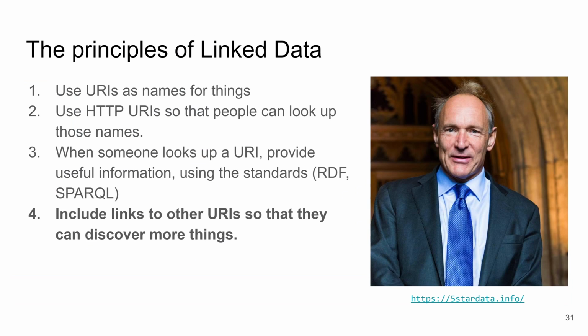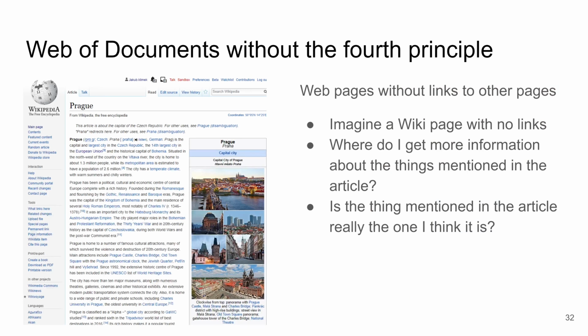Now, the fourth principle of linked data says include links to other URIs so that users can discover more things. So this is similar to links in the web of documents. And again, let's have a look at what happens when this fourth principle is broken for the web of documents. Well, you all use Wikipedia, right? So there is a Wikipedia page about Prague. Now imagine that all those links that you can see there just disappear and there is pure text.